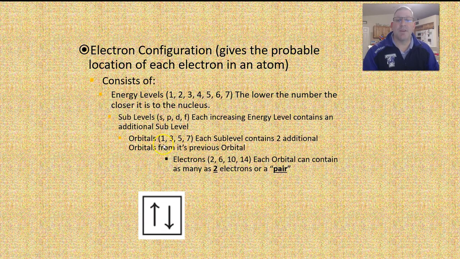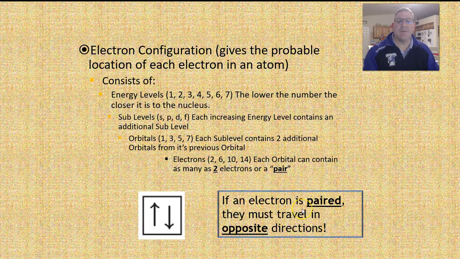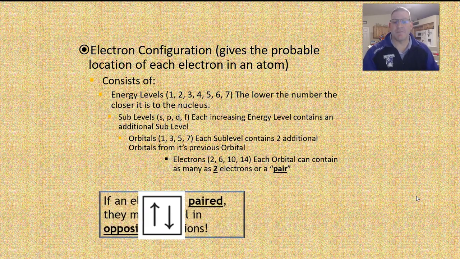Since we have 1, 3, 5, and 7 orbitals in the S, P, D, and F sublevels, we may have 2 electrons in every S sublevel, 6 electrons in every P sublevel, 10 electrons in the D sublevel, and 14 electrons in the F sublevel. Once again, if an electron is paired, they must travel in opposite directions.